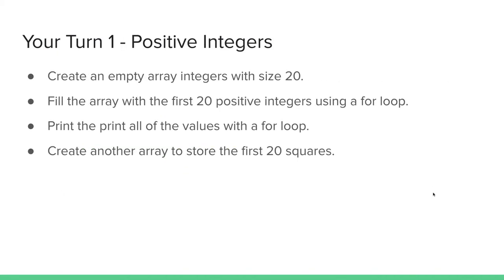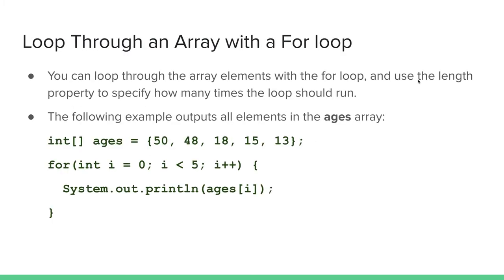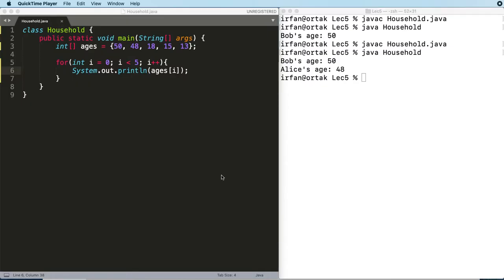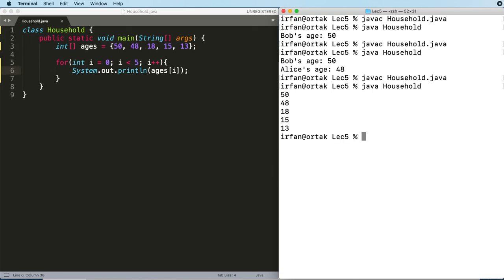So let's see this in an example. Here's our household Java class again with the array ages, and additionally we have a for loop that says integer i from 0 to i less than 5 and print ages i. So if we run this one more time, we'll see that all elements of the array are printed in a new line.